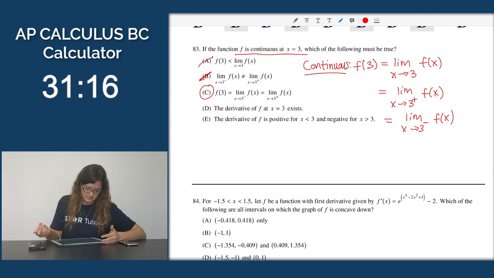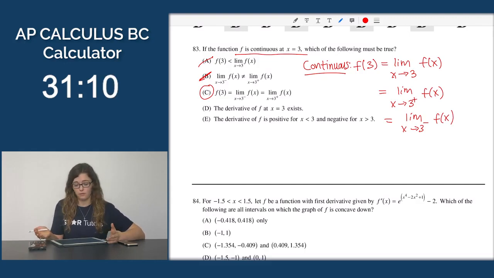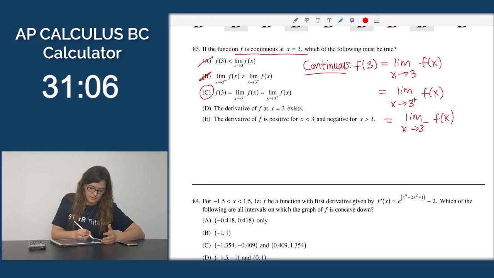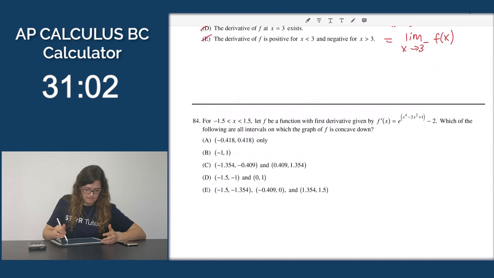D and E tell us something about the derivative, but just because a function is continuous doesn't mean that it's differentiable. So we know nothing about whether this function even has a derivative at x equals 3. So we can't say anything about it, which is why those ones are not right. Okay, 84.